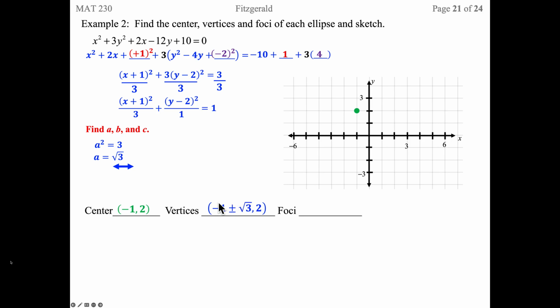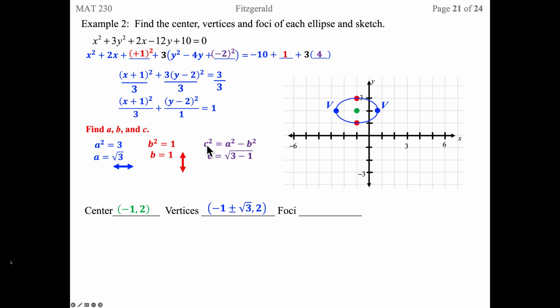So a lot of times they're going to want this as an exact value, so don't change these to decimals, unless just to get a good approximation. Like I said, it's close to 1.7 to the left, 1.7 to the right. 1 is my b squared. The square root of 1 is 1. Now it's underneath the y, so we count up and down 1. So up 1, down 1, those are my co-vertices. And then I draw in my ellipse.